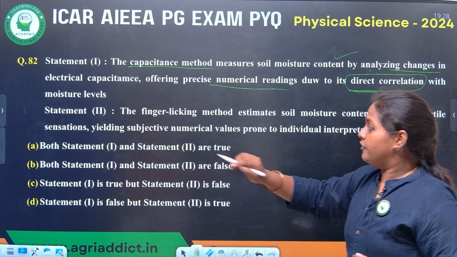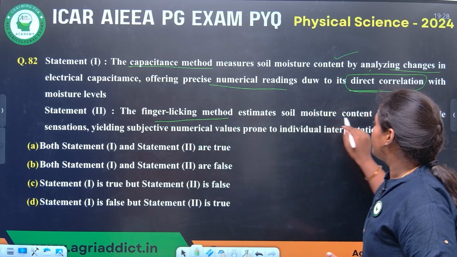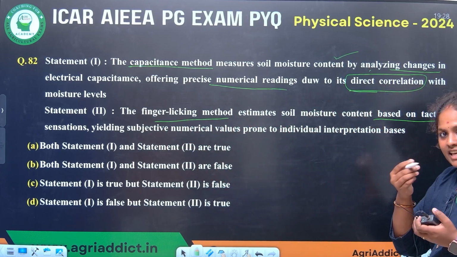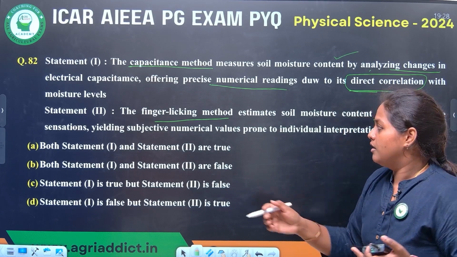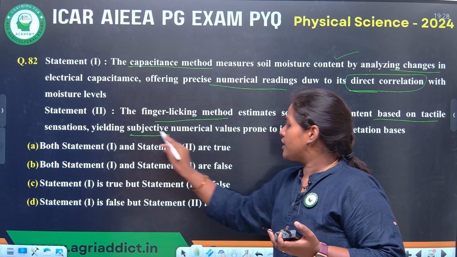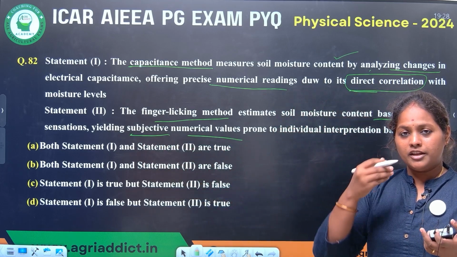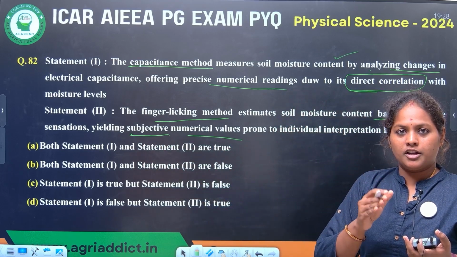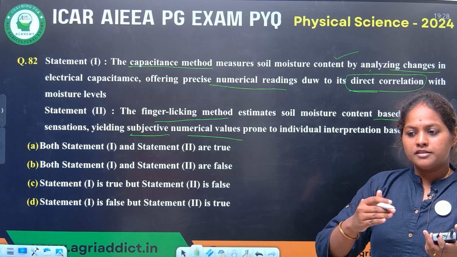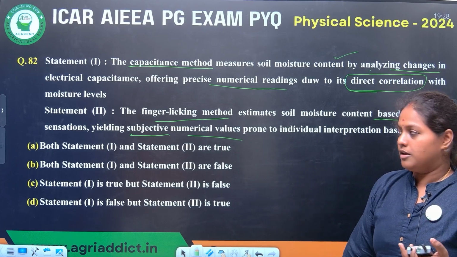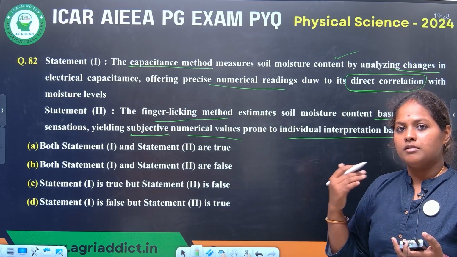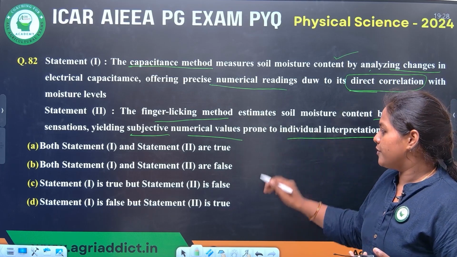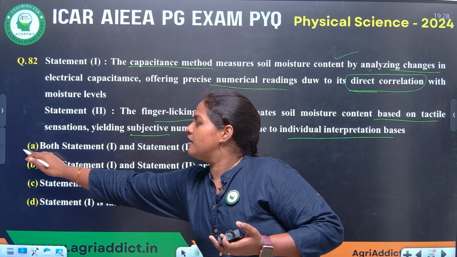Statement 2. The finger licking method estimates soil moisture content based on tactile sensation. Tactile means sensation related to feel, yielding subjective numerical values. The feel is not a pinpoint correct numerical value. It is subjective. It differs from person to person. That is what they gave. So it is prone to individual interpretation bias. So both the statements are true. Option A.